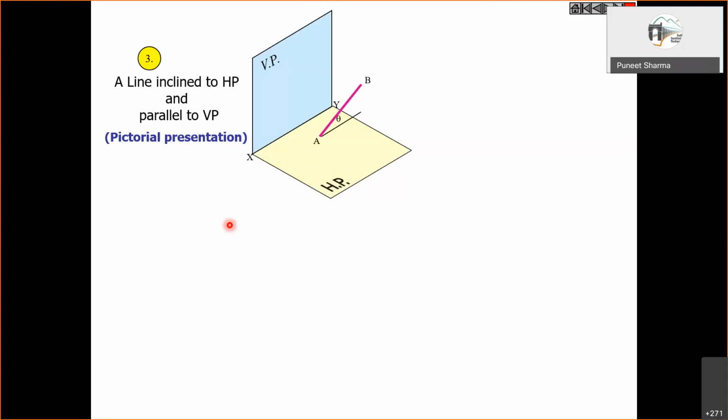So essentially the line may not be touching the horizontal plane, of course. It is somewhere in the first quadrant, but it is parallel to the vertical plane and inclined to the horizontal plane. The inclination is shown by this small black line, which is parallel to the horizontal plane, and this inclination theta is the inclination of the line with the horizontal plane. Again, we project it onto the vertical plane, we get the front view, A dash, B dash.